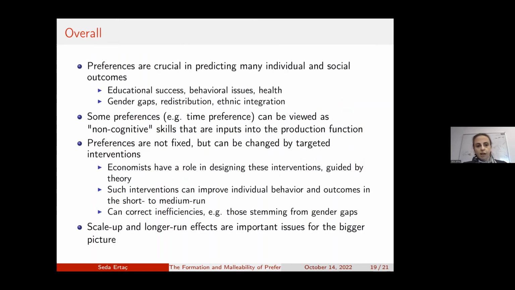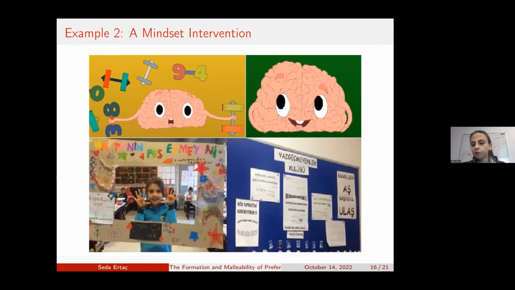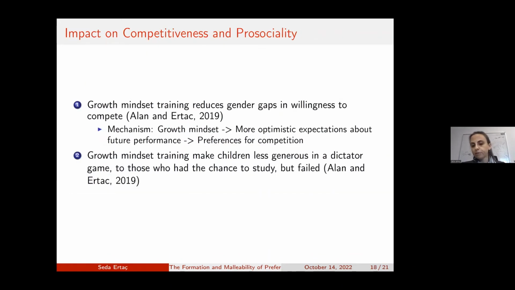Overall, preferences are crucial in predicting many individual and social outcomes. Some preferences can be viewed as inputs into the production function. Economists have a role in designing interventions that can change preferences, and these can also correct inefficiencies. For example, I didn't talk about this, but a growth mindset intervention that teaches children that with effort you can improve your outcomes both leads to increased grit or perseverance and closes gender gaps in competition in a dynamic competitive task. So these interventions can have different effects. It actually also has some impact on altruism, but I don't have time to talk about it.